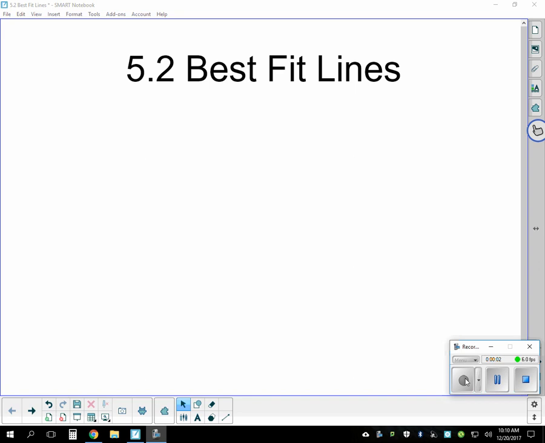Okay, guys, here we are, 5.2. We're going to talk about best fit lines. Back at it. Here we go.